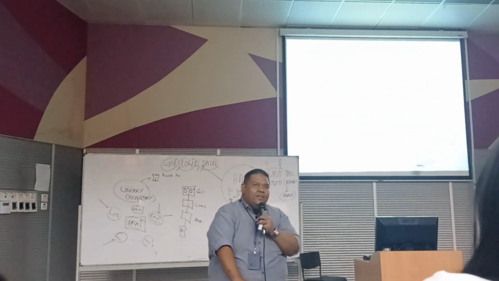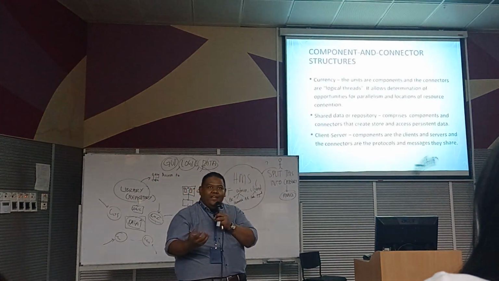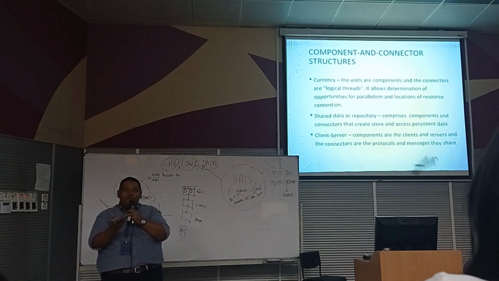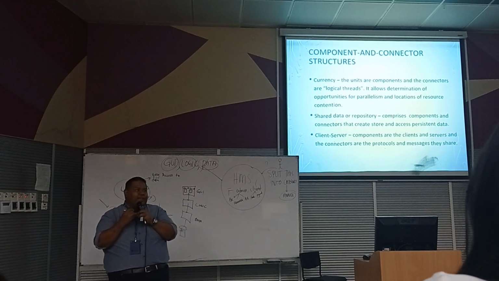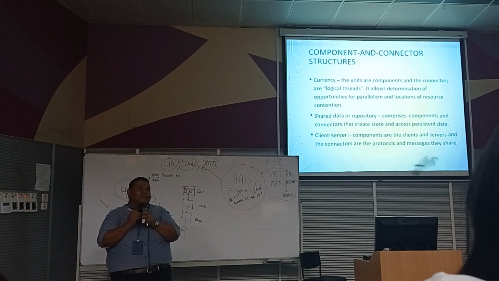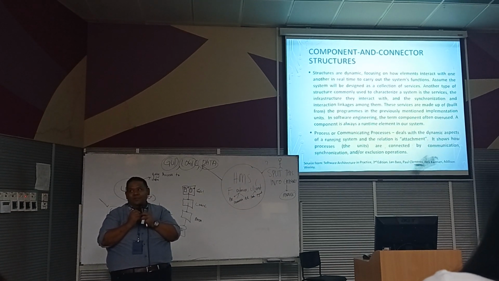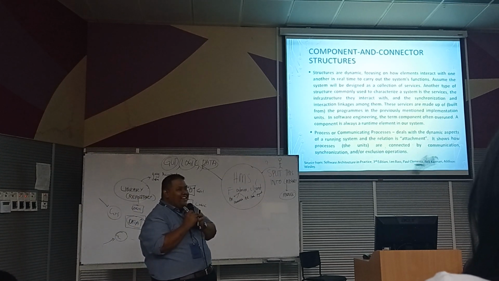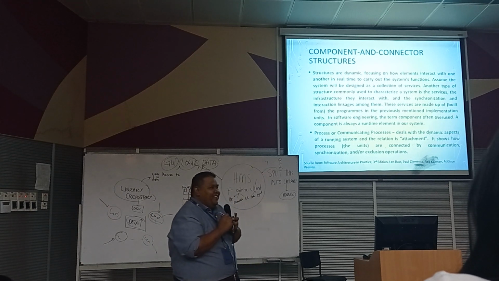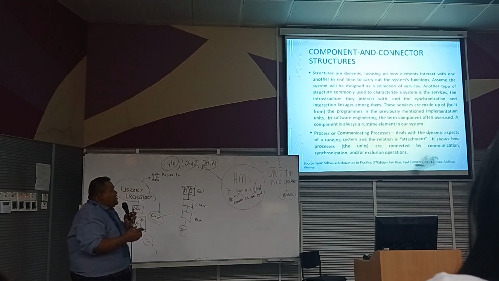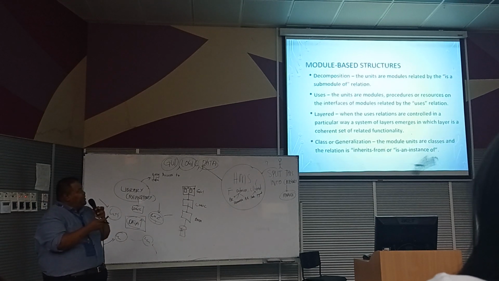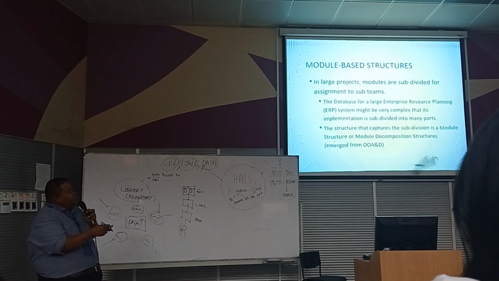So in that case, what category of item can you create? What category or what module can you identify for that particular system? I really want you to understand this. This is called the module-based structure. Module-based structure.